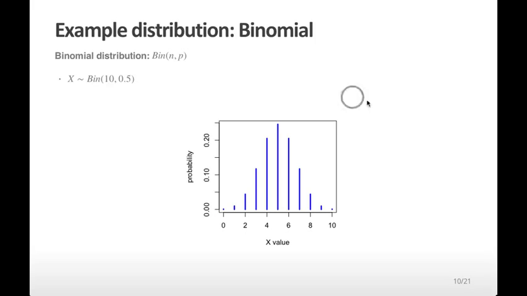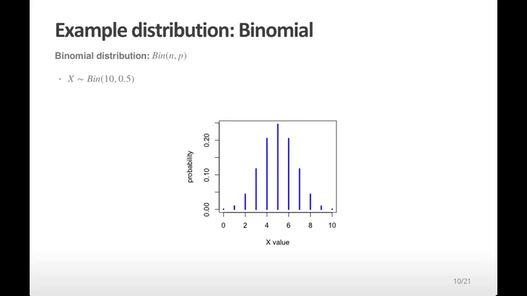So for example, if you flip 10 coins and the probabilities are all fair, x is a binomial distribution with n equal to 10 and p equal to 0.5. This plot shows the values corresponding to the different number of heads that you might get from 0 to 10 and the probability that you get that number of heads. So for example, a value of 5 heads comes up about 25% of the time.